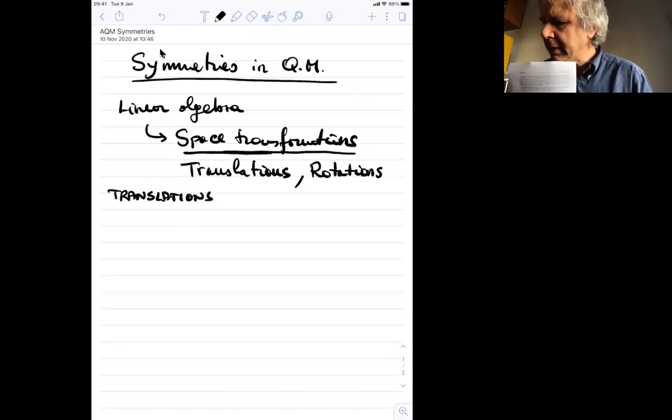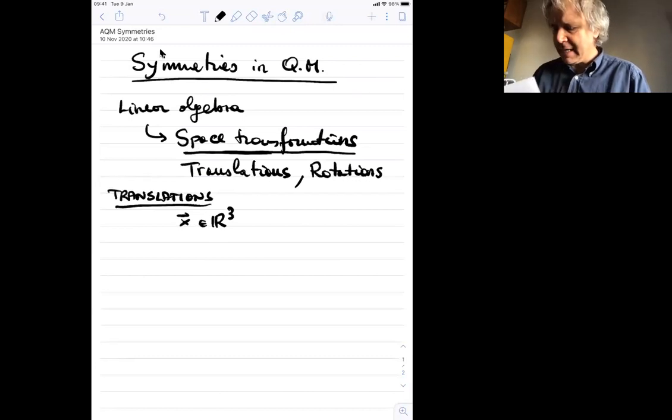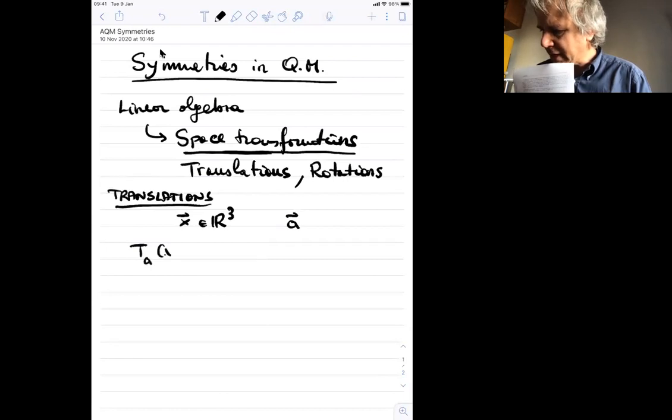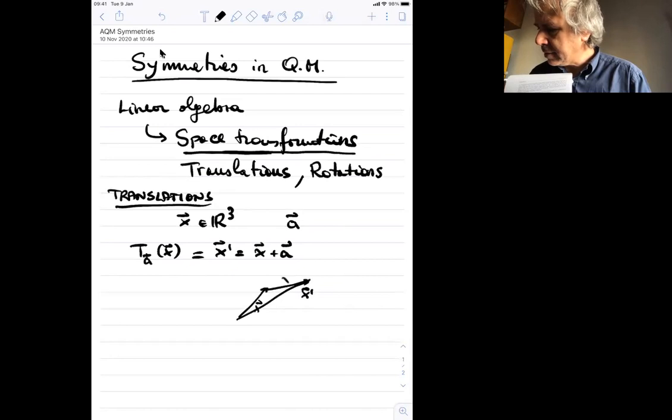Now, if I take a point in, say, three-dimensional space, I call it X, and I apply a translation by some vector A, so I choose a vector A, the operation of translating the vector X by the vector A is simply a new vector, X prime, which is X plus A. Is it clear? Good. So given a vector X, I get a new vector X prime by translating by A. Fantastic.